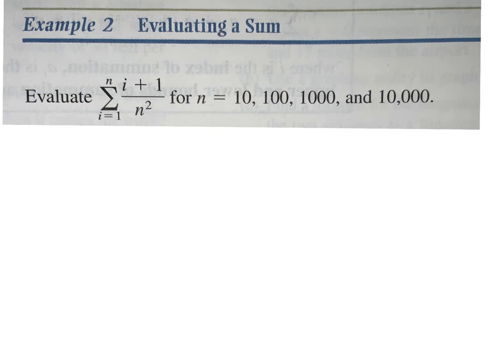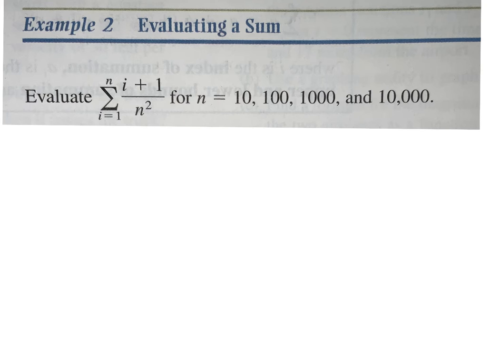So they want us to evaluate the summation of (i plus 1) over n squared. n squared is just a number, okay? So i is what we're actually adding. We're adding the 1 plus the 2 plus the 3 plus the 4 and so on and so forth. And so when you have something like this, do the summation and pull the constant out.